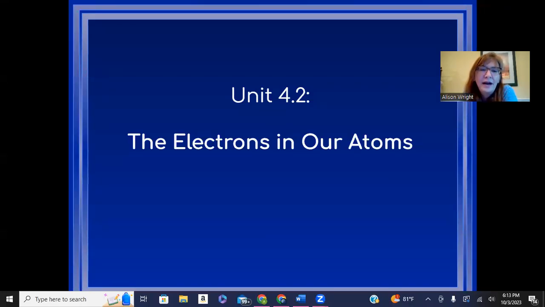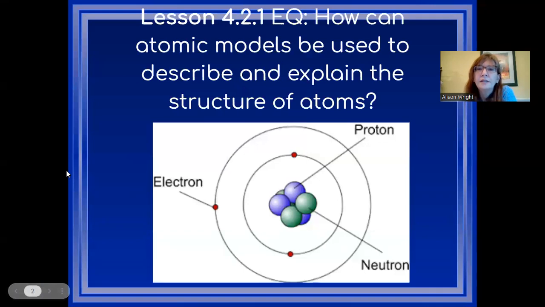Hey, Chem Kids, we're heading back down to the quantum realm to look at the electrons in our atoms. So I want to specifically talk about how atomic models can be used to describe and explain the structure of atoms, and more particularly, two models that explain the arrangement of electrons around a nucleus.